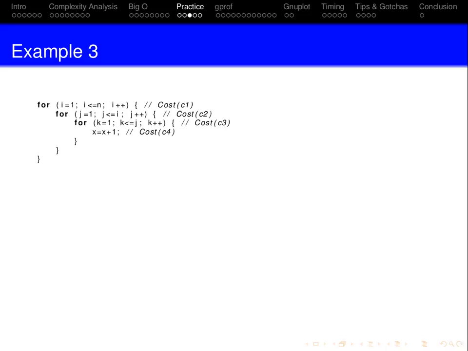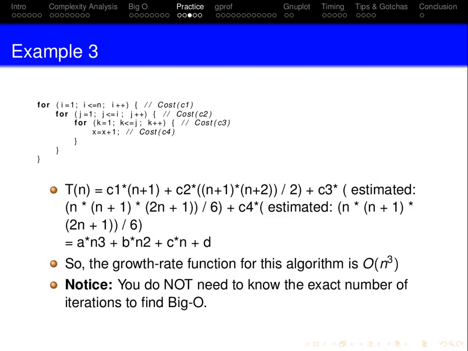Oh, and that's not changing it up at all. N what? N to the third. N cubed. So, yeah, this one actually gets a little complicated. I started estimating because I got tired of writing it out. But basically, the loop has N cubed in front of it, therefore it's N to the third. Notice we didn't need to know the exact number of iterations to find big O. A lot of times you just estimate, and you're fine.